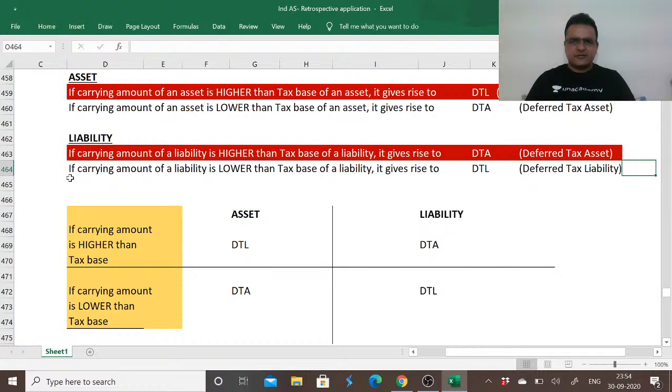Asset, carrying amount is higher than tax base or carrying amount lower than tax base. In case of an asset, if carrying amount is higher than tax base, DTL. For lower, write the opposite. For a liability, write the opposite of the asset. For carrying amount higher than tax base of liability, what is it? DTA. For lower, it will be opposite of what happened with liability. So if you know one, you can formulate the other four. This is how we deal with the balance sheet approach under accounting for income taxes.